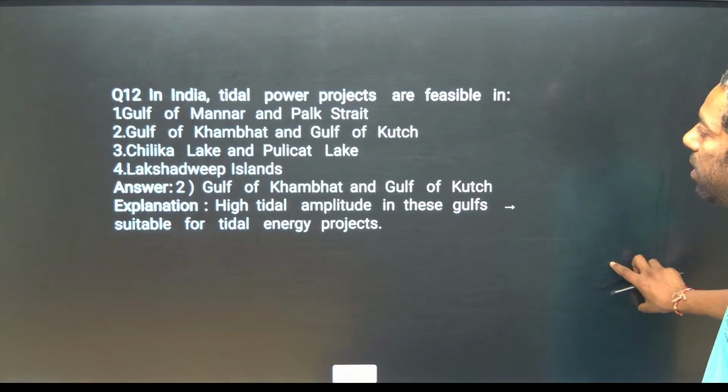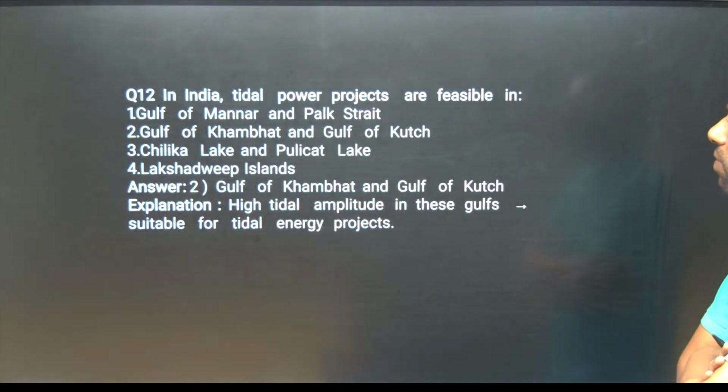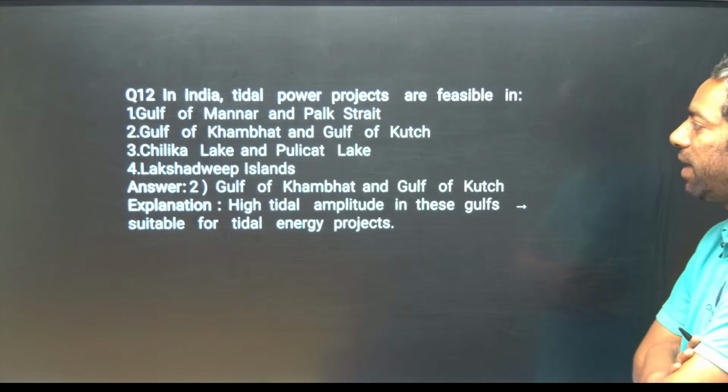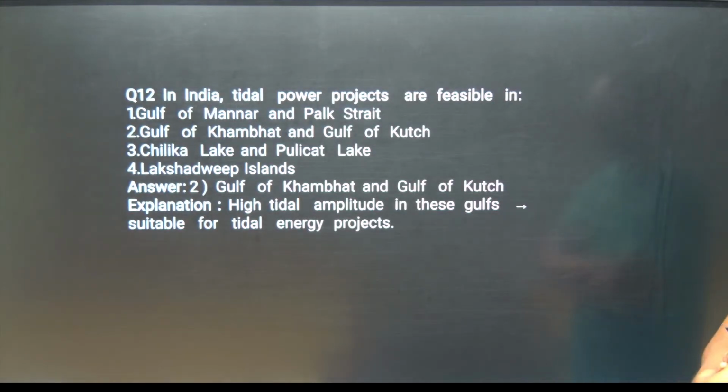In India, tidal power projects are feasible where? Gulf of Mannar and Palk Strait, that is actually Andaman Nicobar? No. Gulf of Khambhat and Gulf of Kutch, this is the Gujarat area, guys, where the power projects are located. Gulf of Khambhat and Gulf of Kutch have high tidal amplitude, so these gulfs are suitable for tidal energy. Gujarat is a high tidal coastal area, because it is on the west side of the country, and that leads to the projects.